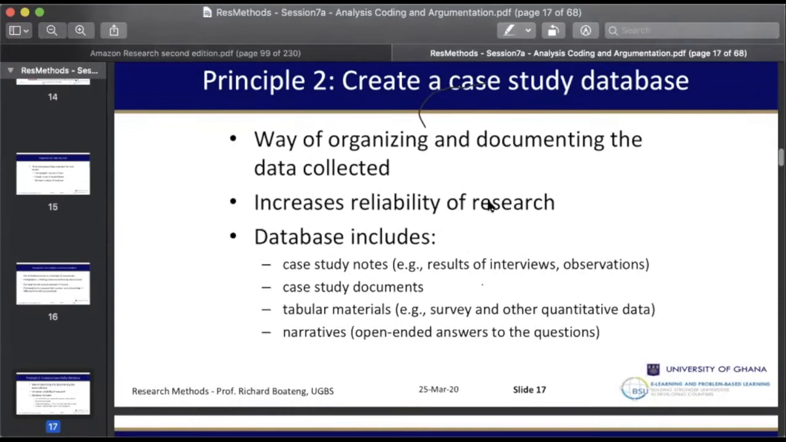Remember what we said earlier, that anybody who is doing a study should do a case study protocol. Then in that, you should also do a case study database where you put in your notes and your study documents that you have collected from the field. Then you can also tabulate some of the data that you have obtained, and you include your narratives.